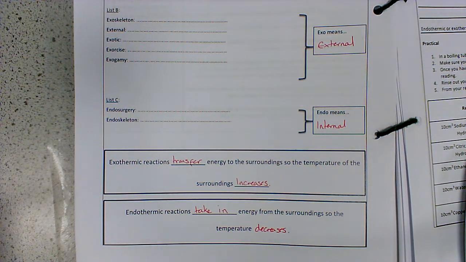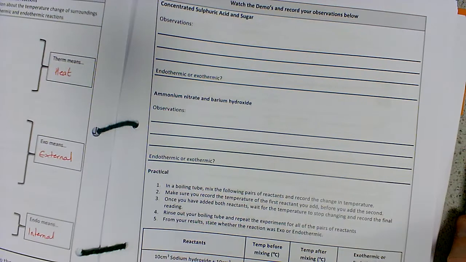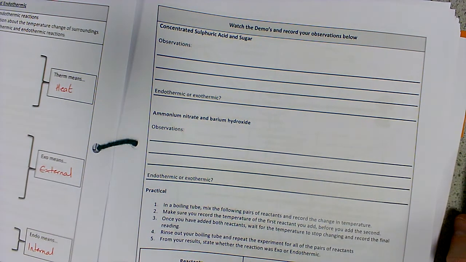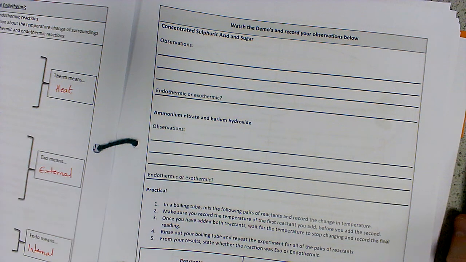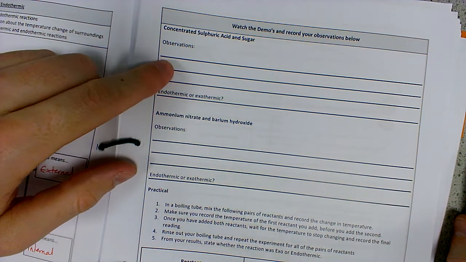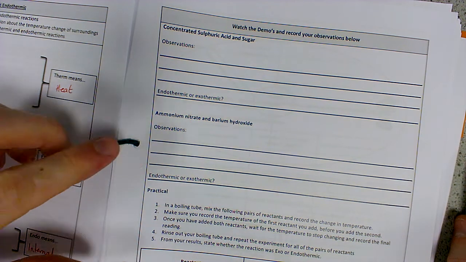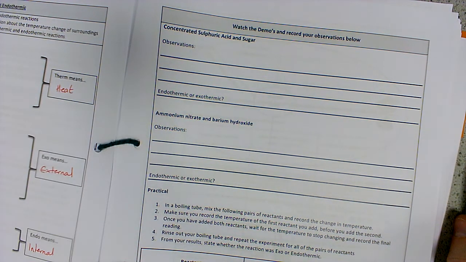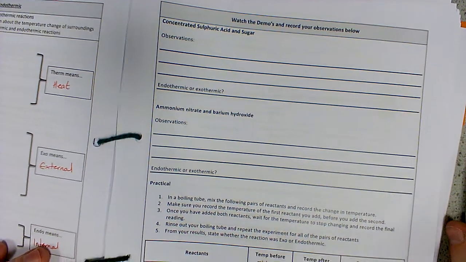So what we have are two demos of an exothermic and an endothermic reaction, and also a practical, which for obvious reasons you're not going to be able to carry out. So what I would like you to do is watch the next 3 videos that are in this playlist. One showing the demo of concentrated sulfuric acid and sugar. I want you to make a note of the observations and decide if you think it's exothermic or endothermic. The second video, the ammonium nitrate and barium hydroxide. Again, make a note of your observations and whether it's endothermic or exothermic.